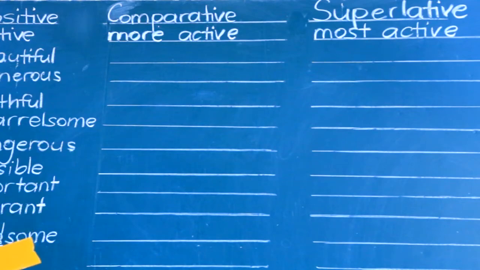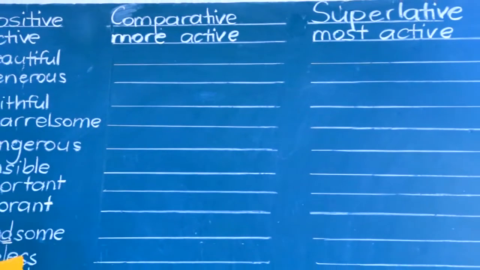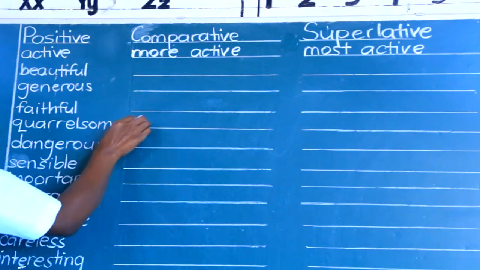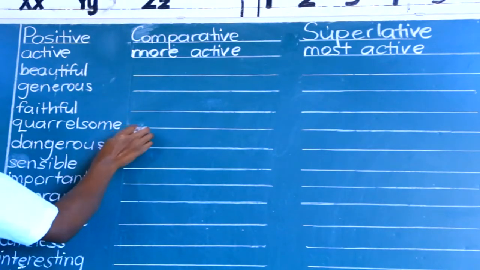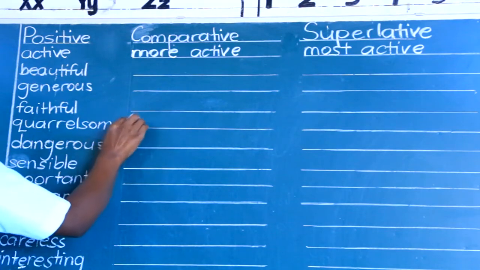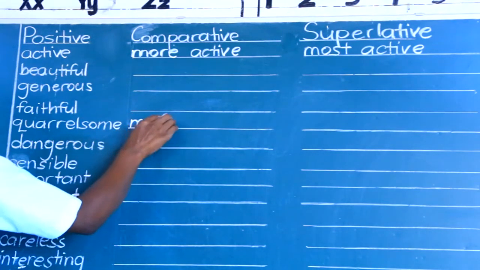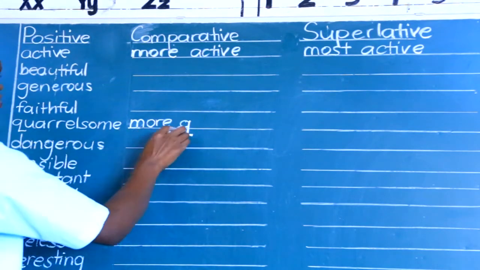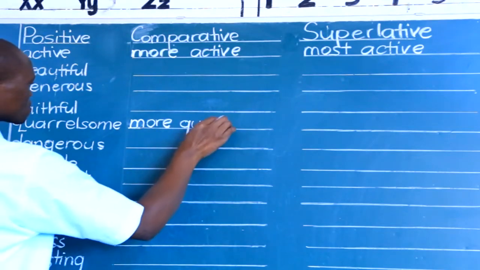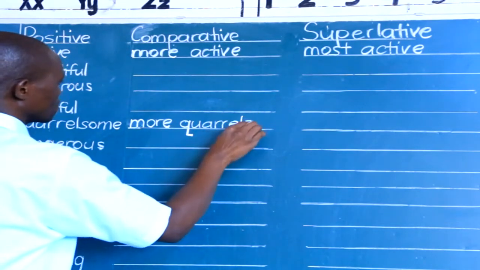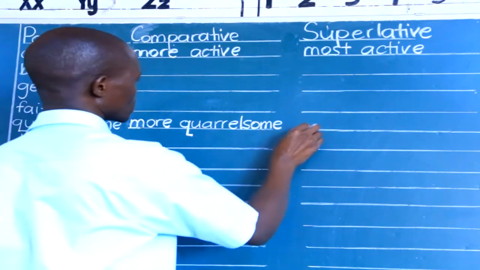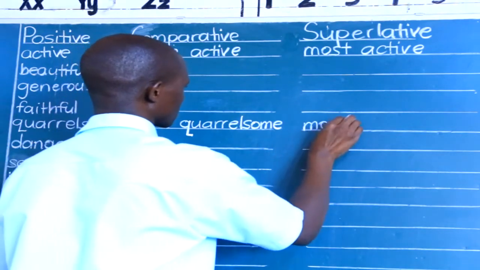Then beautiful, I'll leave that for you. Let's go to the longest word in the list, and that is quarrelsome. You have seen it, quarrelsome. We are forming its comparative. The rule told us to use more at the beginning, then you add the root word or the positive degree, which is quarrelsome. And the superlative, which is most quarrelsome.